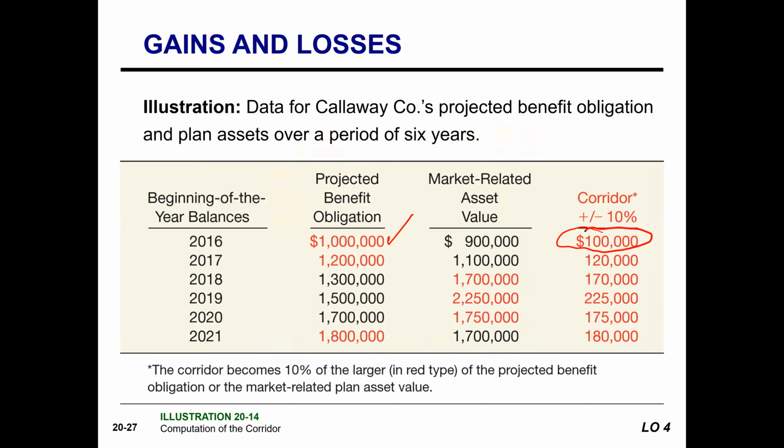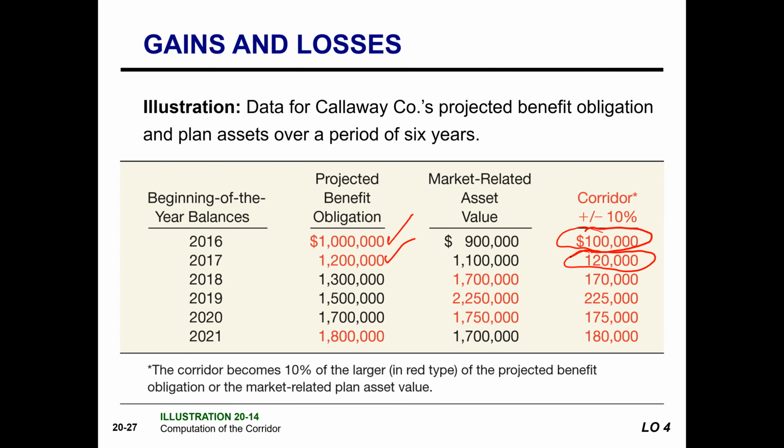2017 projected benefit obligation is 1.2 million. Market related asset value is 1.1 million. We're going to go with the larger of the two, so we multiply the 1.2 million times 10%. That gives us the $120,000 corridor. Again, if gains or losses are greater than 120,000, then they have to be amortized, right? And so on and so forth.